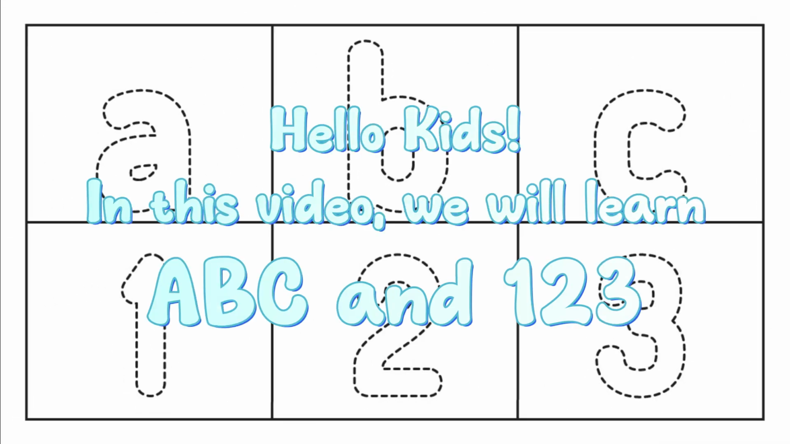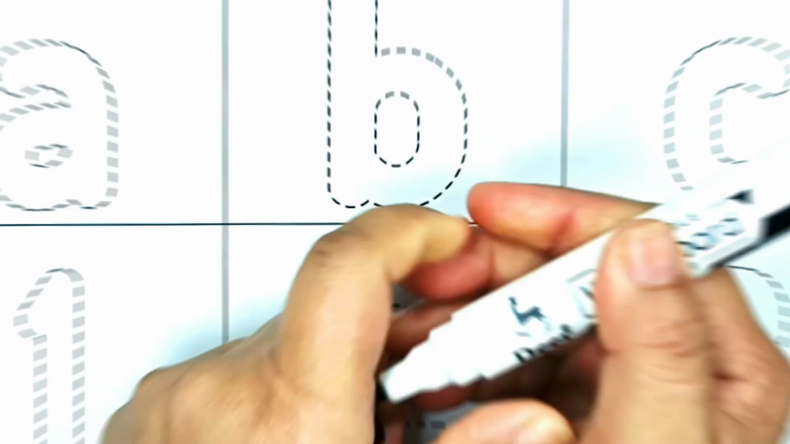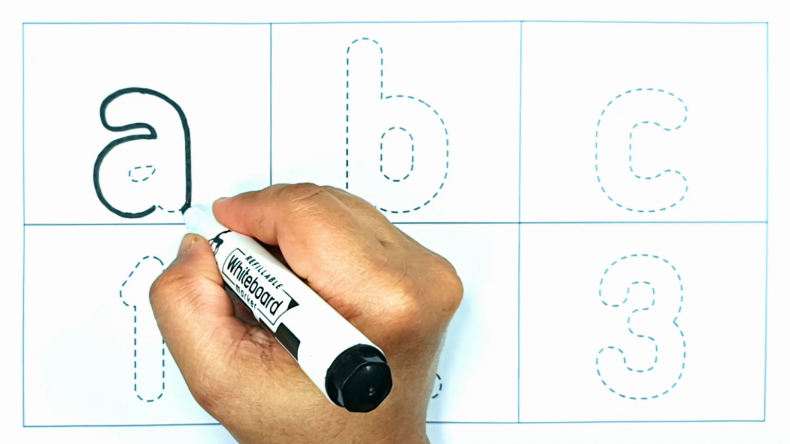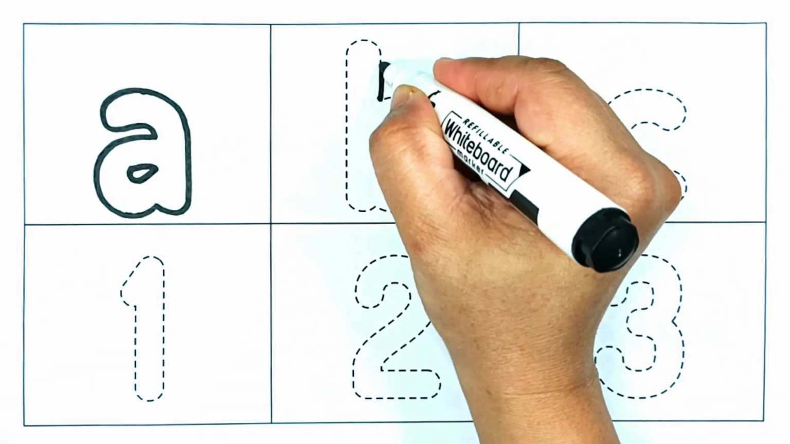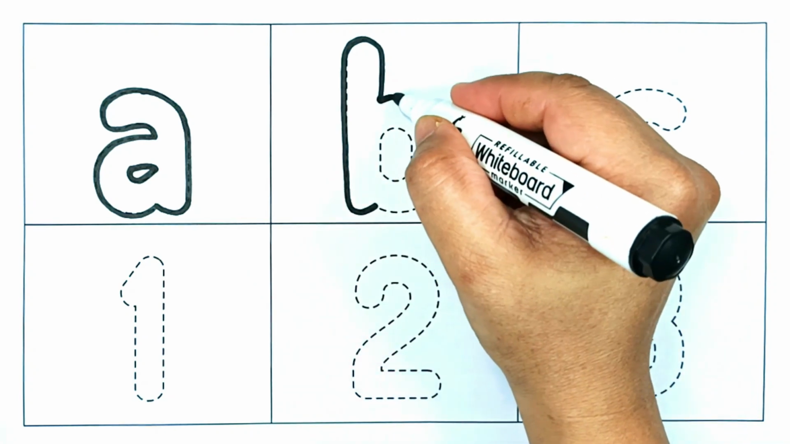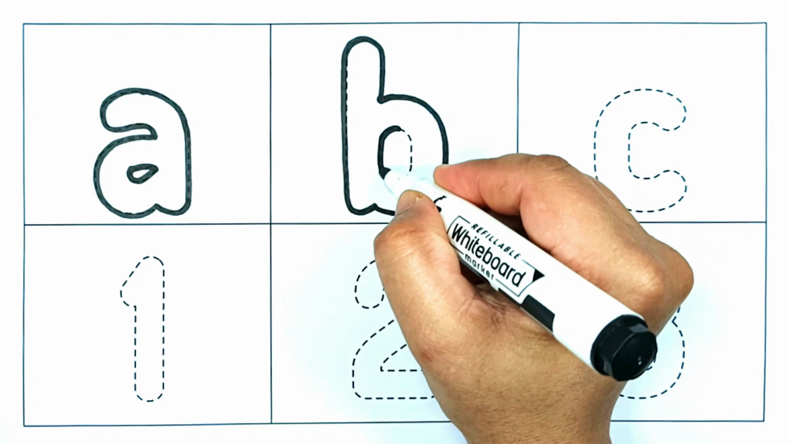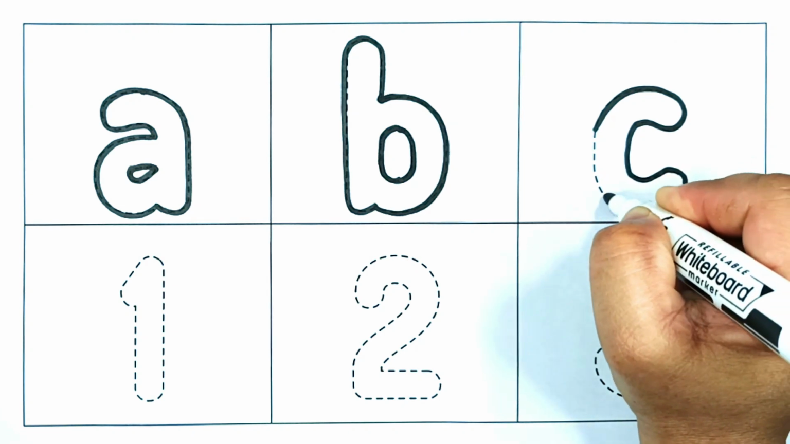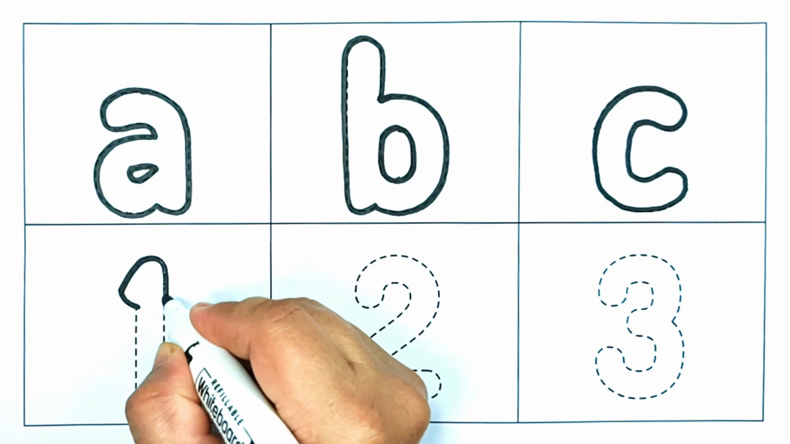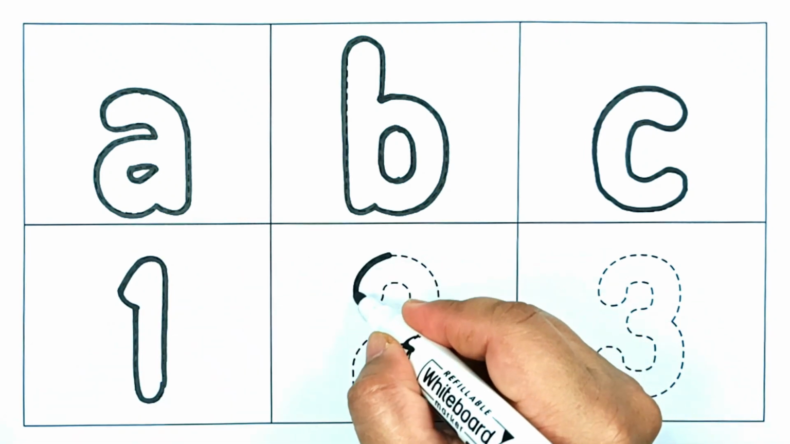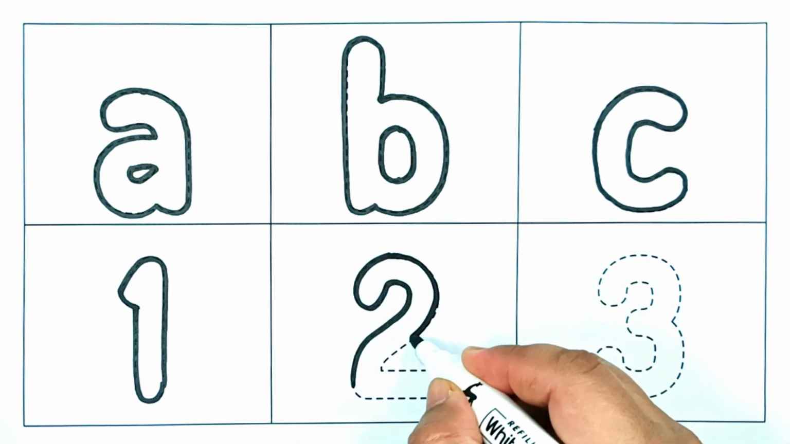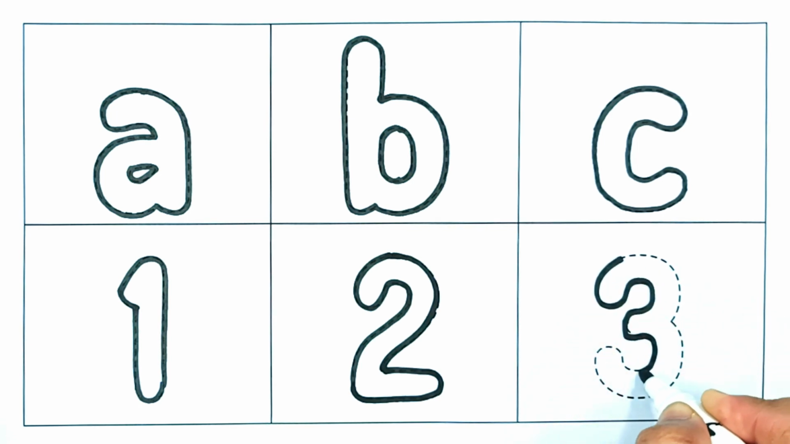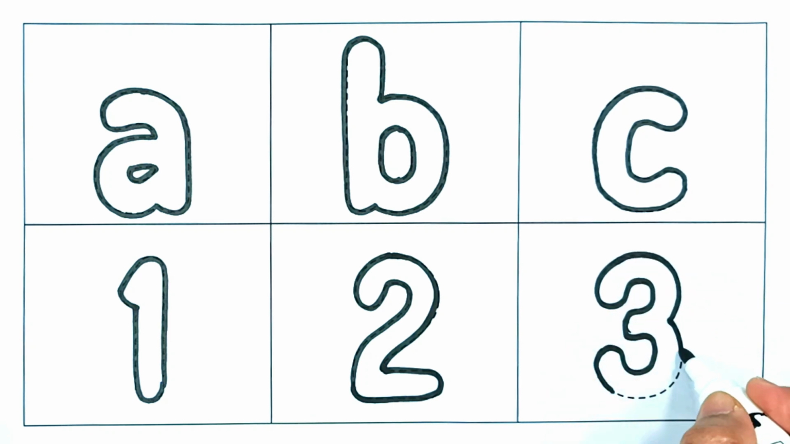Hello kids. In this video, we will learn ABC and 1, 2, 3. A, A, B, B, C, C, 1, 1, 2, 2, 3, 3.